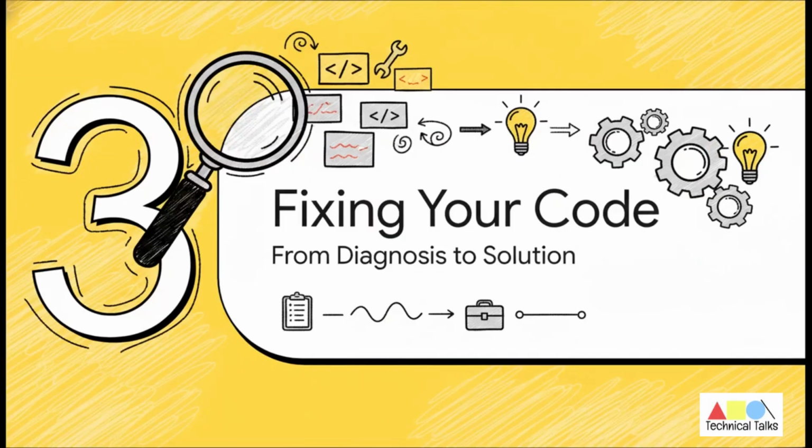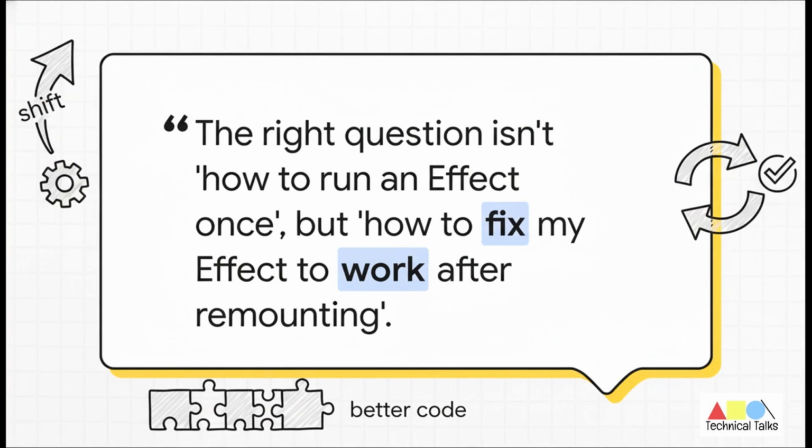So now that we get the diagnosis that Strict Mode is just a tool telling us what's wrong, let's talk about the solution. The goal isn't to turn off the tool, it's to actually fix the problems it finds. This right here, this is the mental shift we all need to make. We should stop Googling how to stop useEffect running twice. The real question, the one that leads to much better code, is how do I write my effect so it can be mounted, unmounted, and remounted without causing any problems?